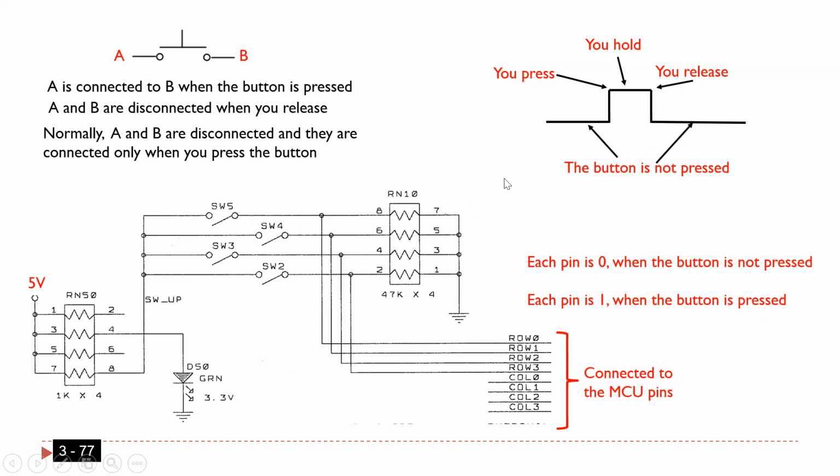That means if I read the pin and I find it's 0 volt, that means you are not pressing. If I read it and find it's 5 volts, that means you are pressing, and so on.